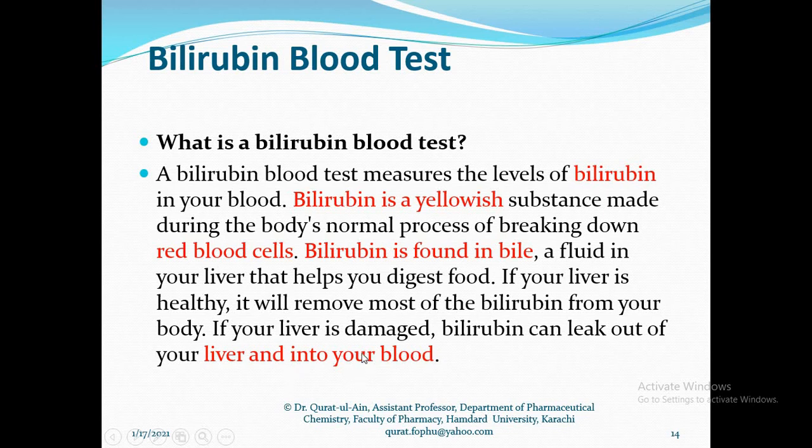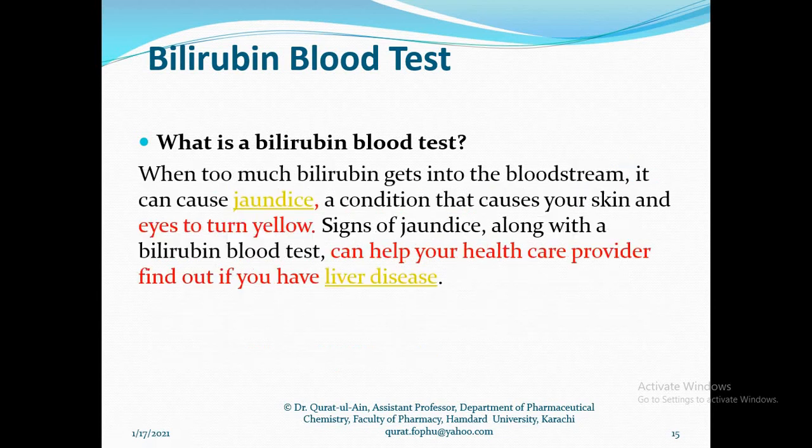The bilirubin test is performed to find out the concentration of bilirubin in the blood. What does finding the concentration of bilirubin in the blood indicate? It indicates whether the person has one of the diseases, that is jaundice, or not. So what is jaundice? Jaundice is the yellow coloration of the skin.